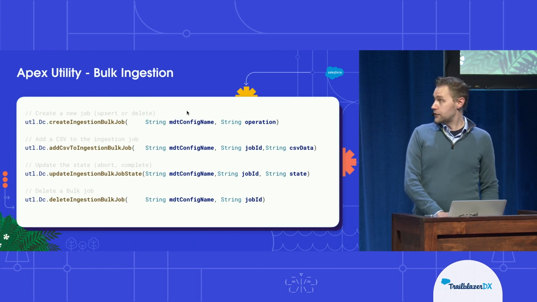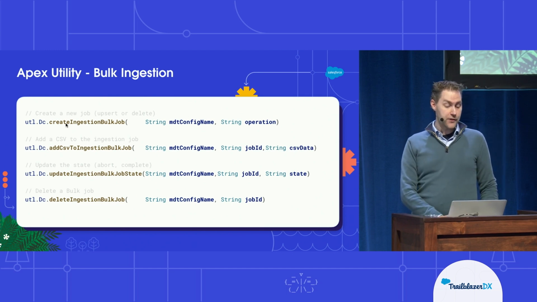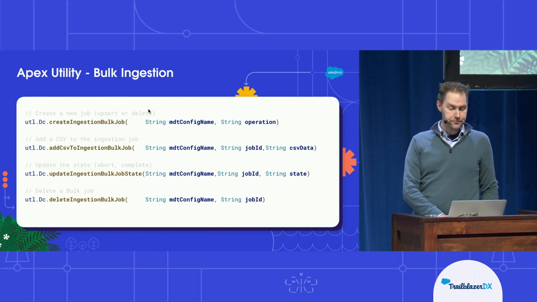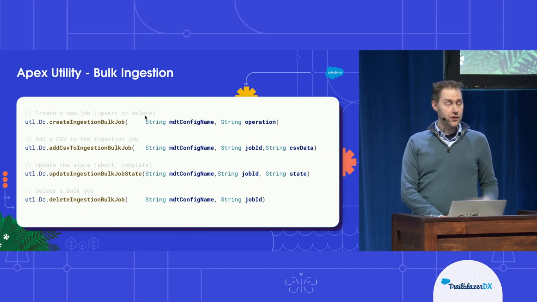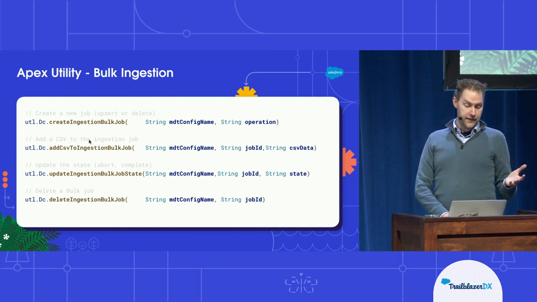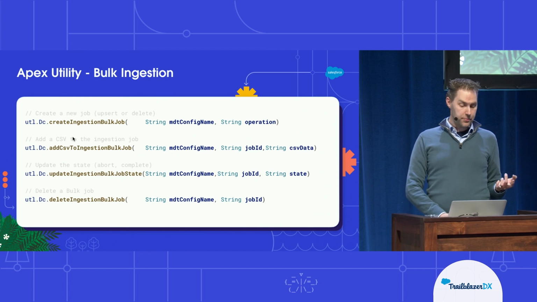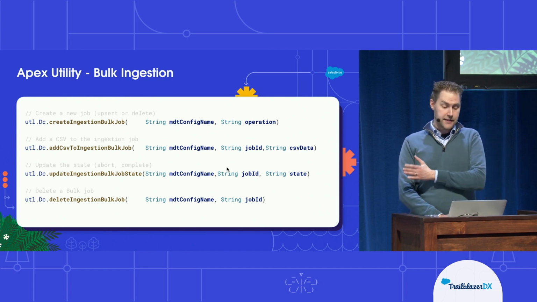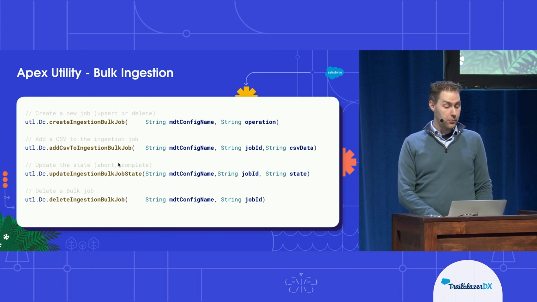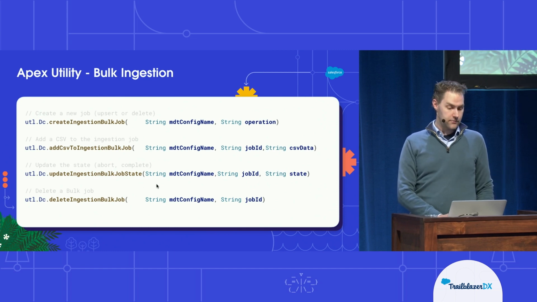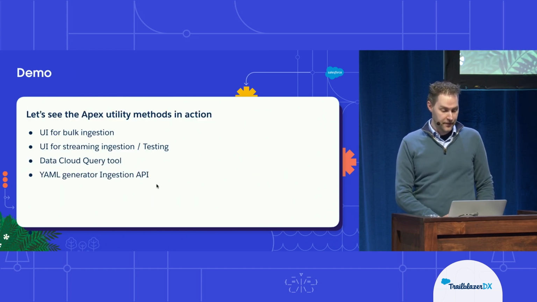For the bulk API, we have a number of different methods. We have create ingestion bulk job, where we can create either an upsert or a deletion job. Once we have that job created, we get a job ID, and with the job ID, we need to add CSV data to that job. Once all the CSV data is added to our bulk job, we can either abort the job or complete the job. Complete is normal. Optionally, you can delete a job as well if it wasn't necessary.